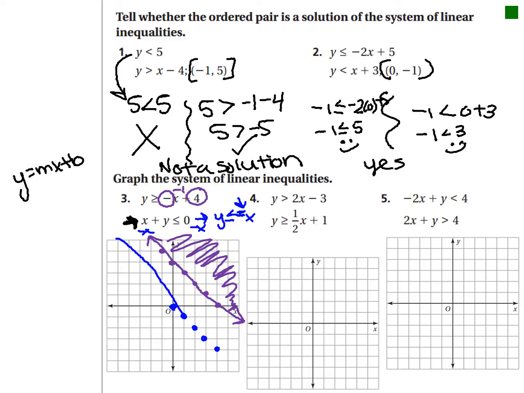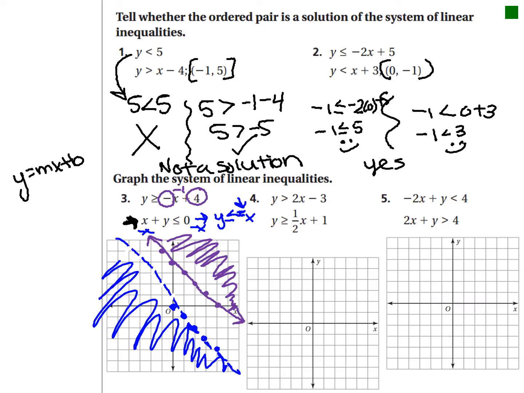Oops, sorry, this is a dotted line. Let me go back through and dot this line, because it's not equal to. And which way do we shade? We shade where y is less than. Interesting. This is one of our special ones because it does not have an intersection between the two filled in. Let's go ahead and go to example 4.